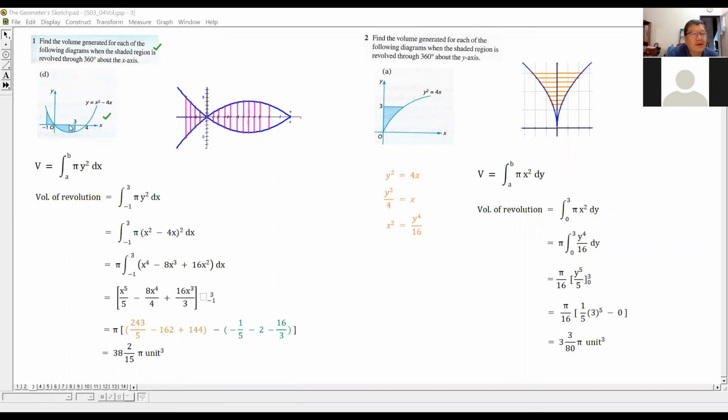Unlike the area, where you have to break it up into two parts, one positive and one negative, then add them together, in volume you don't have to break them up. You just integrate straight away because of the square. When you square, everything becomes positive. Okay, I think we continue the next lesson.